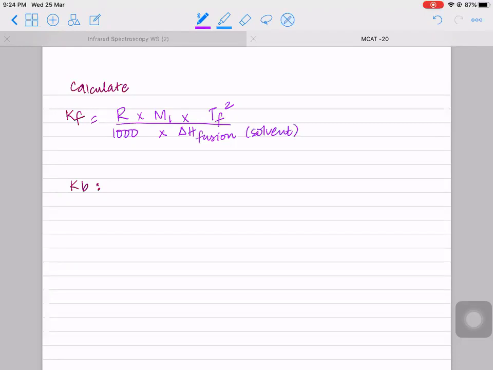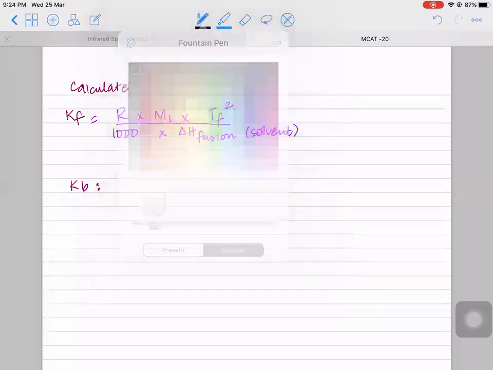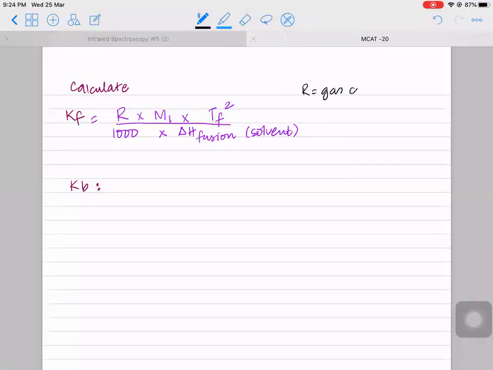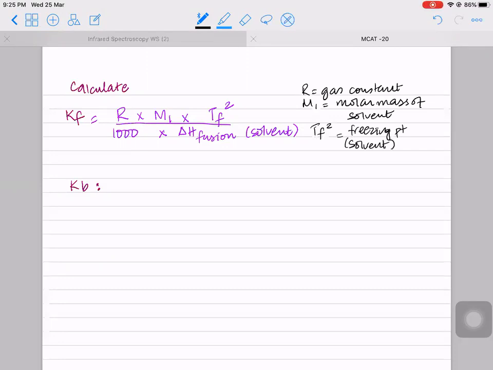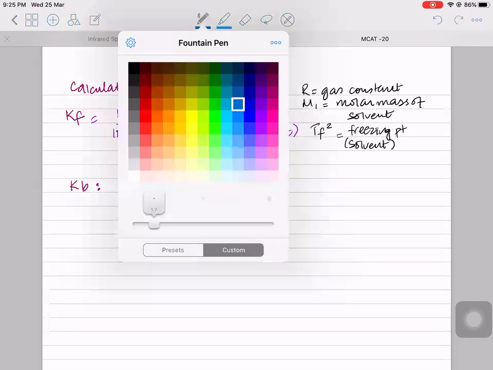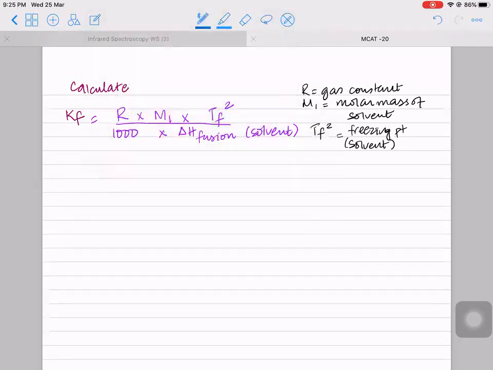So how do you find Kf? Kf uses R, the gas constant. M1 is the molar mass of the solvent. Tf squared is the temperature at which the solvent freezes, so the freezing point of the solvent alone, without the solute, not the solution, right? And the enthalpy change of fusion of the solvent. That's how you calculate Kf. You can just remember these formulas.